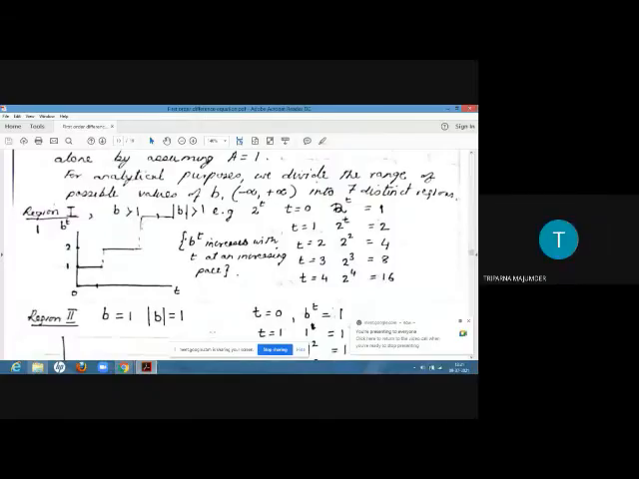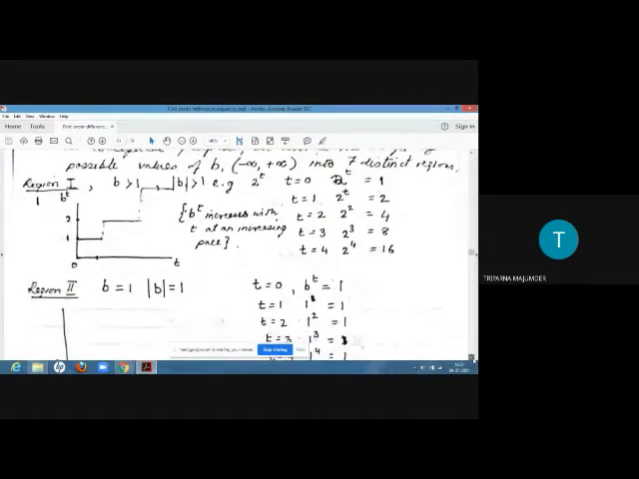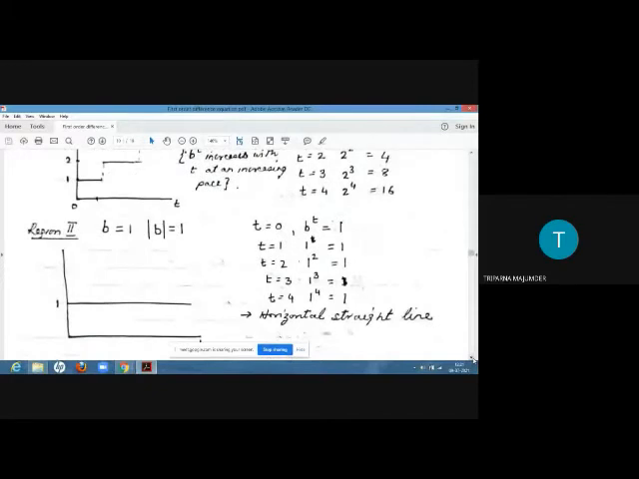What we found was that the distance between these was increasing. As t increases, the differences between the values of b to the power t went on increasing. Now we come to region 2.